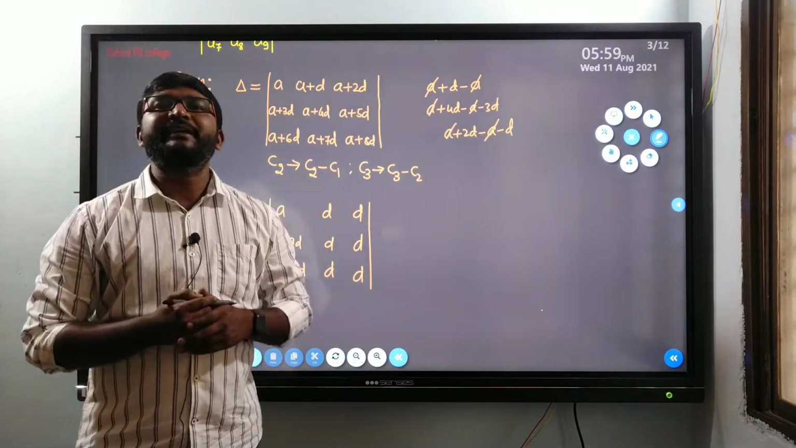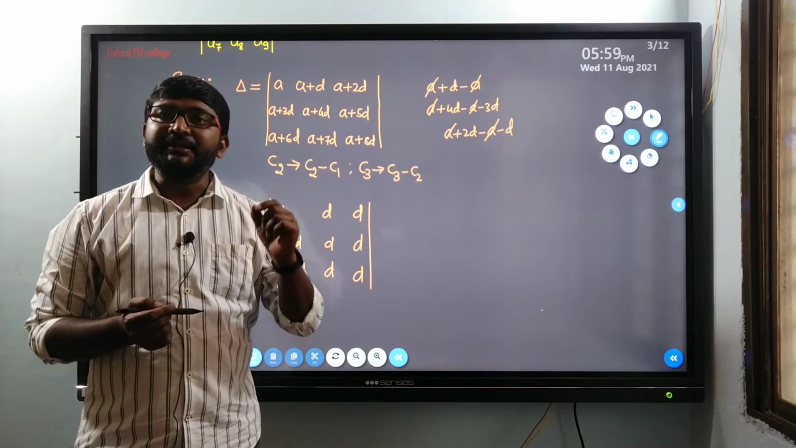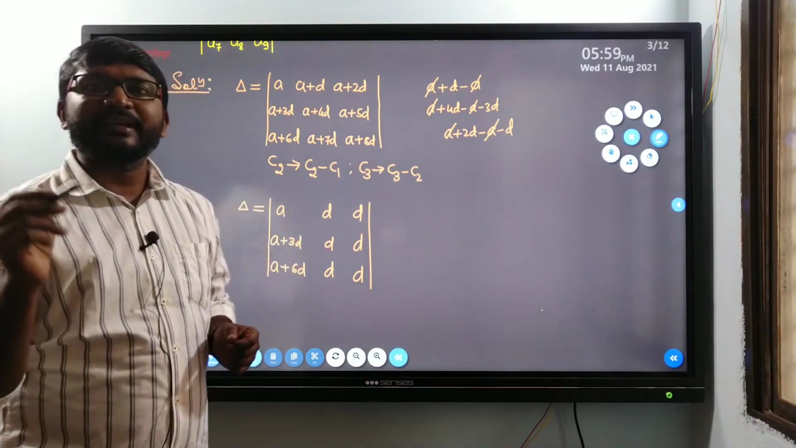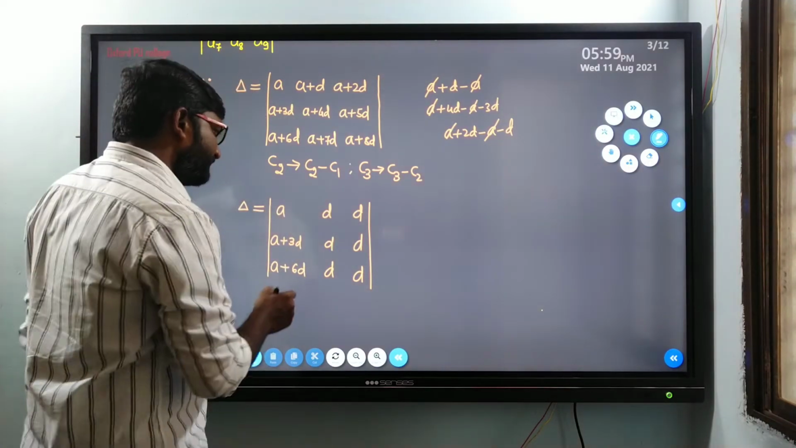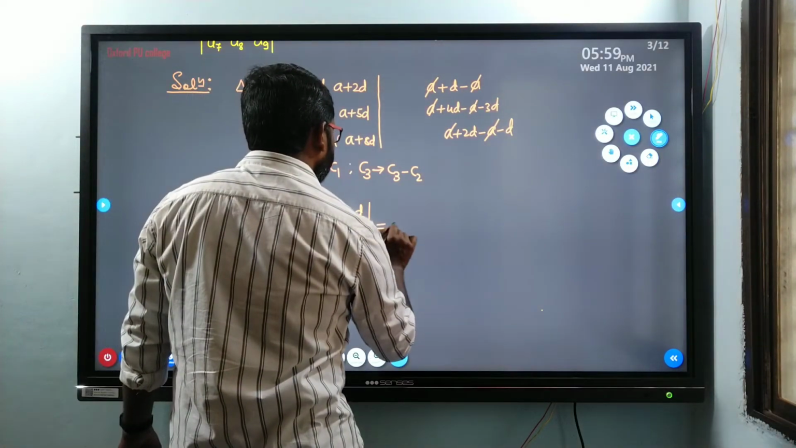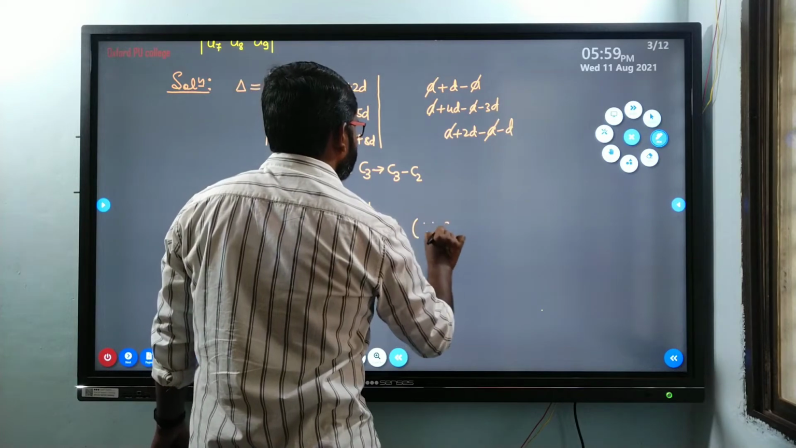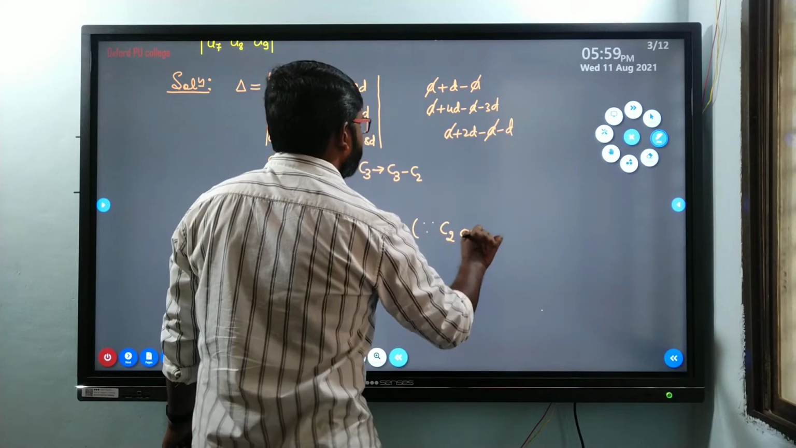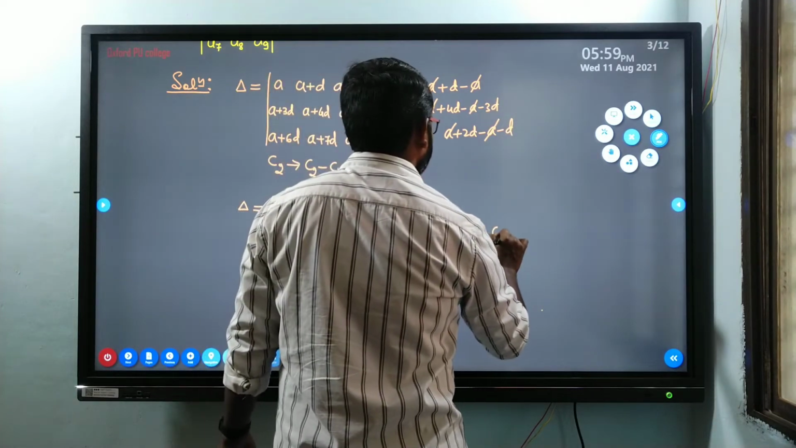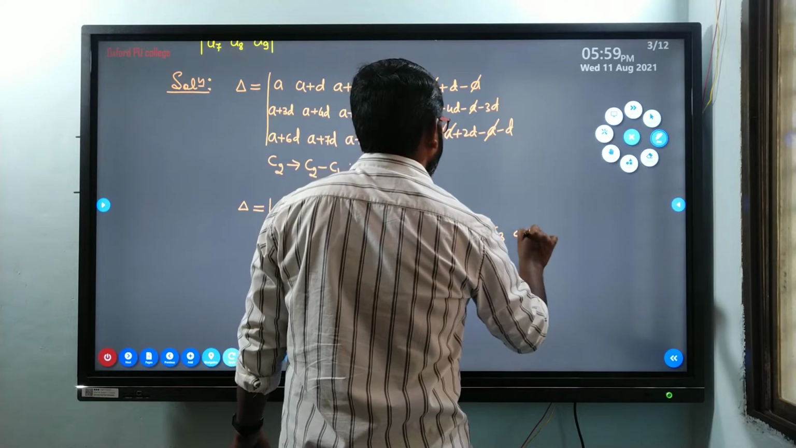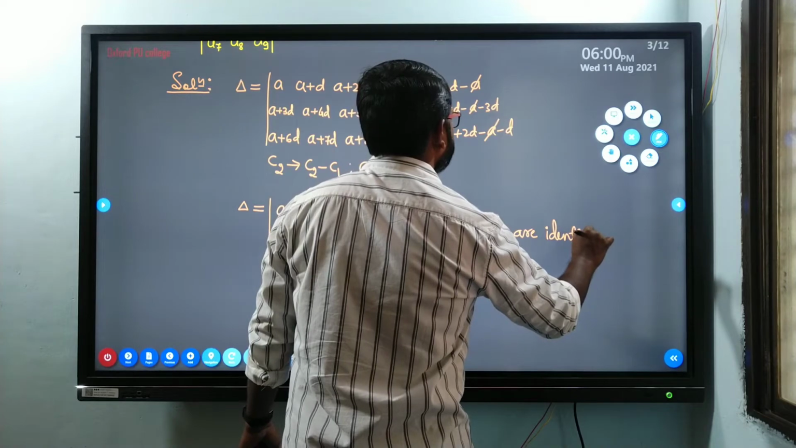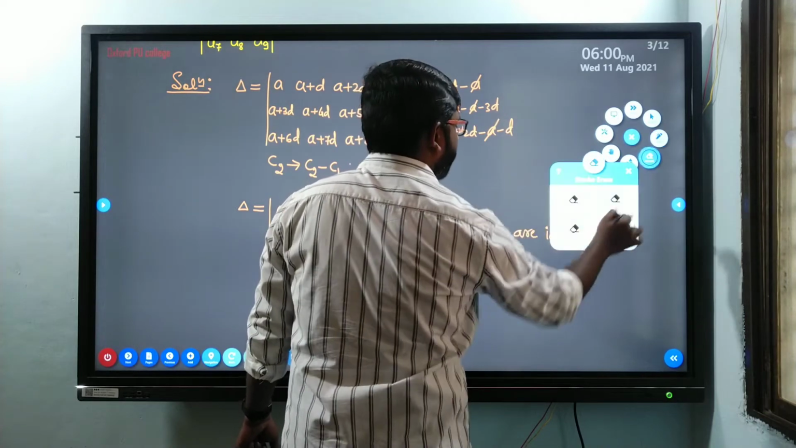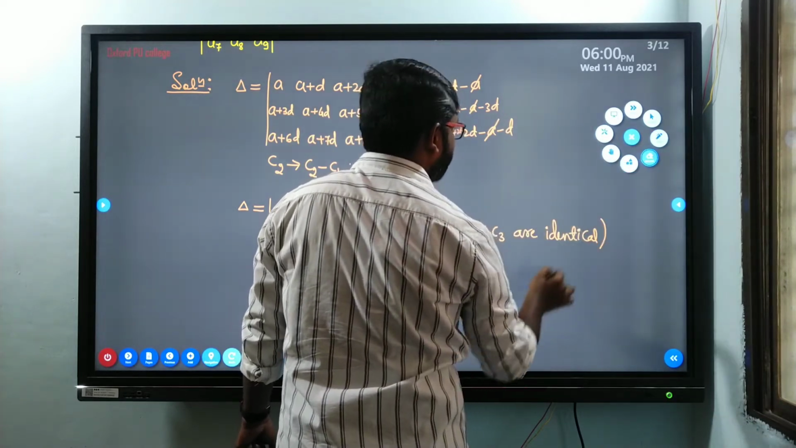So we have a property in the determinant. Whenever any two rows or columns of a determinant are identical, then the value of the determinant is 0. So here this is going to be 0 since C2 and C3 are identical. So this is the required answer.